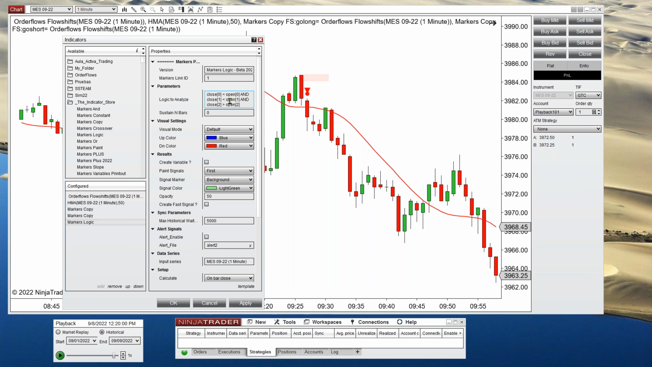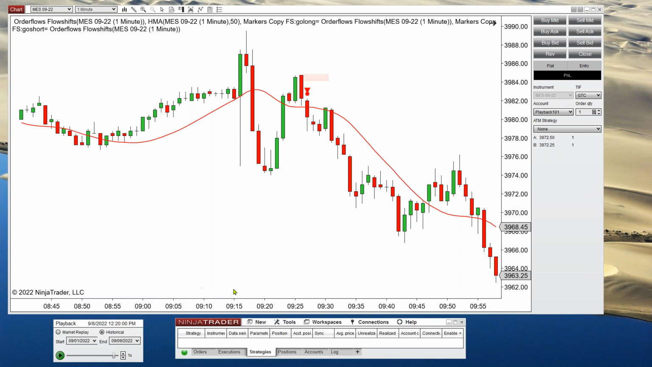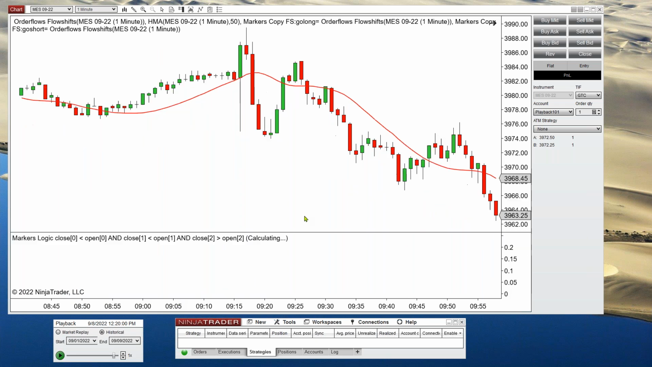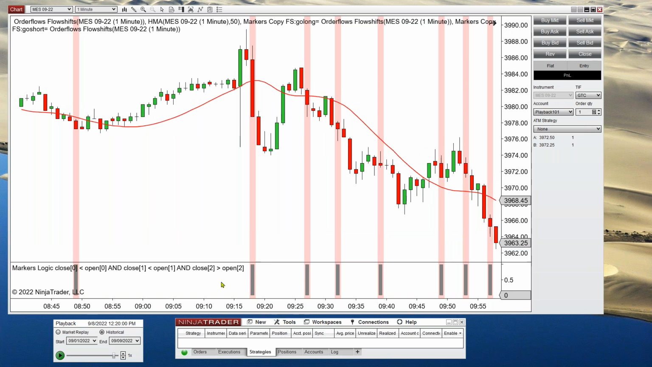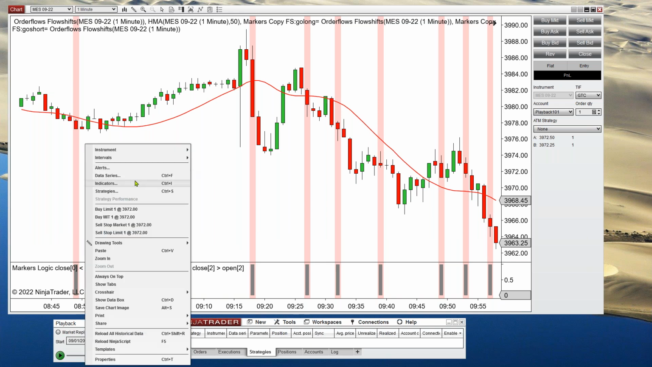With only this logic, I am just detecting a bar pattern. I am not taking into account if this is a flow shift signal or not. So let's paint a signal in red and just that. Now the logic is going to calculate when I have a green, red, red, green, red, red, green, red, red, and then I can use this as a filter on markers for the original signals.